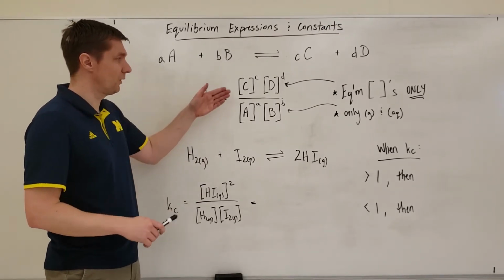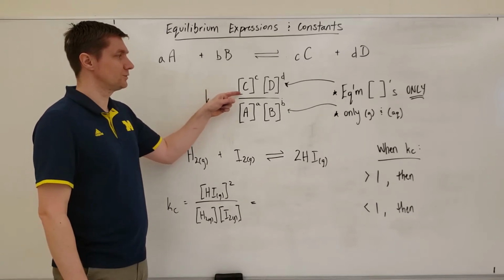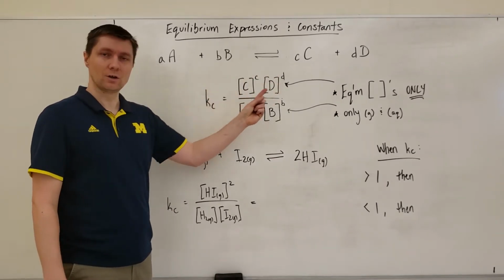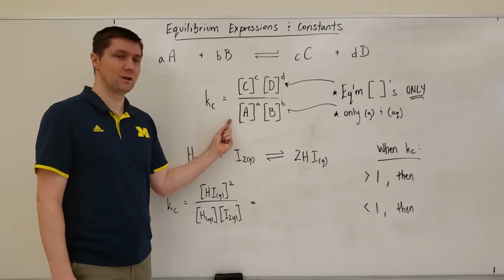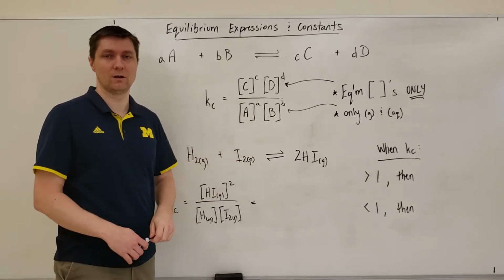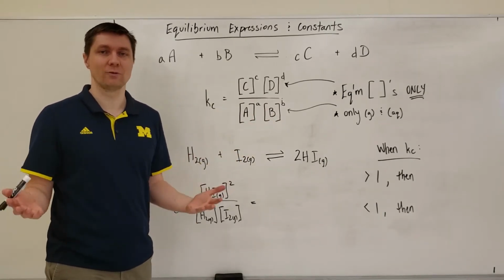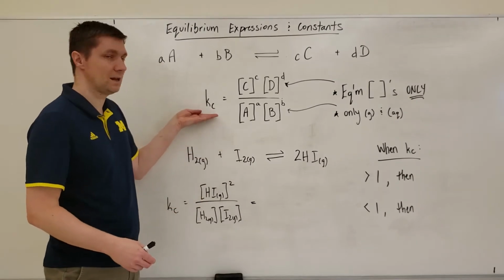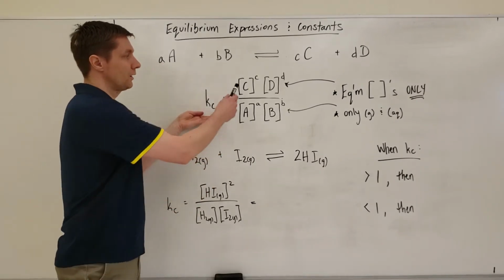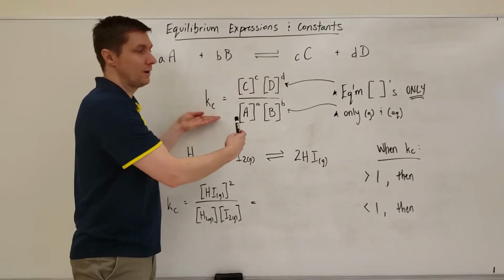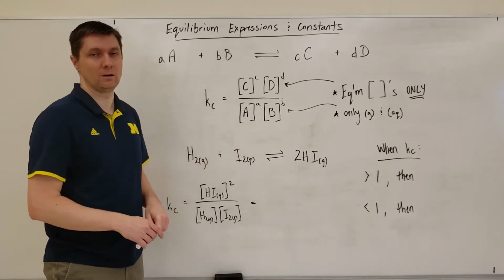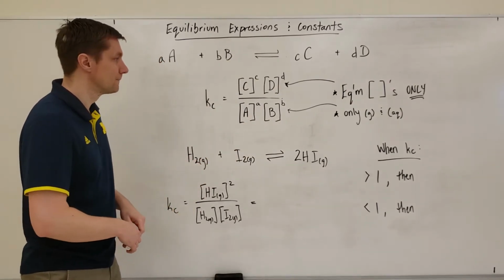The next thing to point out is that the concentrations of the products go on the numerator and the concentrations of the reactants go on the denominator. And that's true for every chemical reaction. Anytime you write a Kc expression, the products go on the numerator and the reactants go on the denominator. That's consistent throughout.